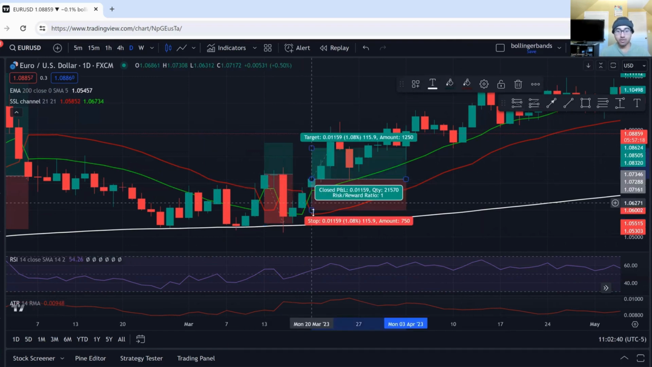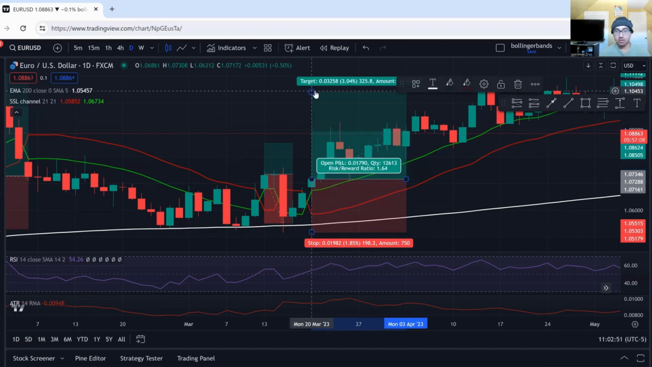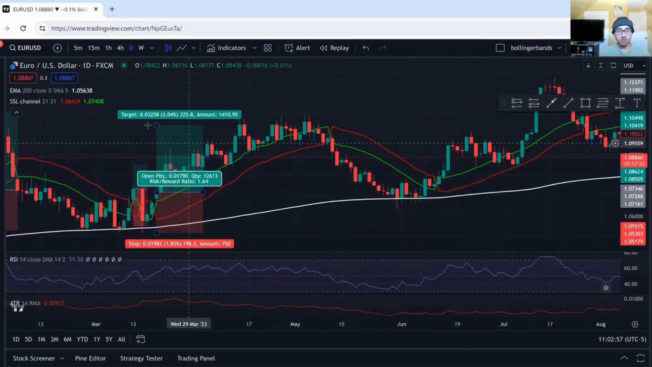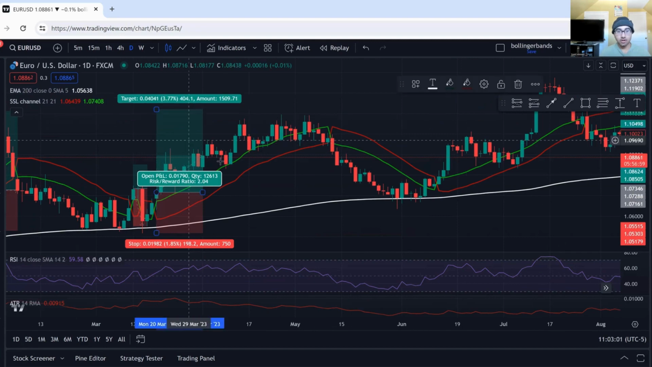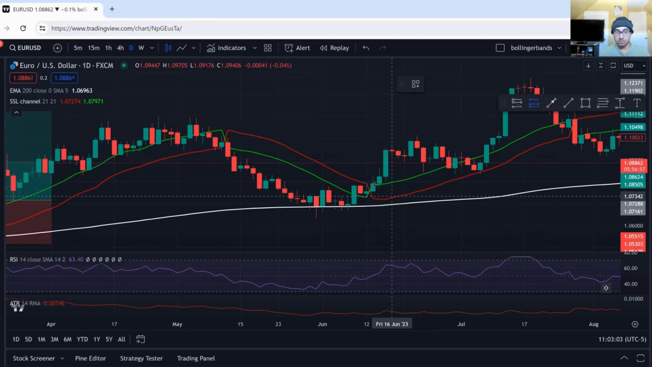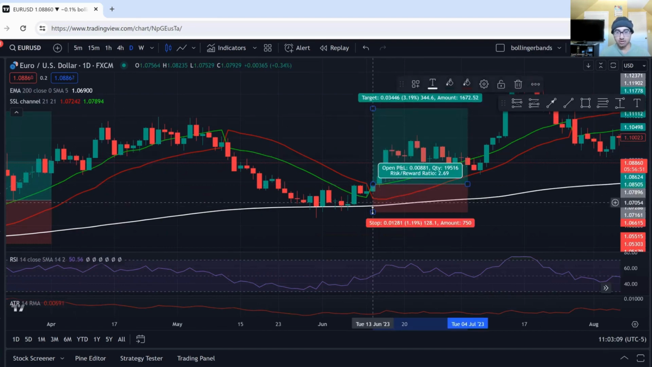RSI above 50. Price above the 200 period EMA. Green is above the red. What's your stop loss going to be? 200 pips roughly. Okay. What happens over here? Do we hit take profit? It doesn't seem like we do. We get taken out at break even before we do. But guess what? We get another entry over here. Right? Another entry, and then this one definitely hits take profit. I can guarantee you that much. Yeah, it hits take profit before here.